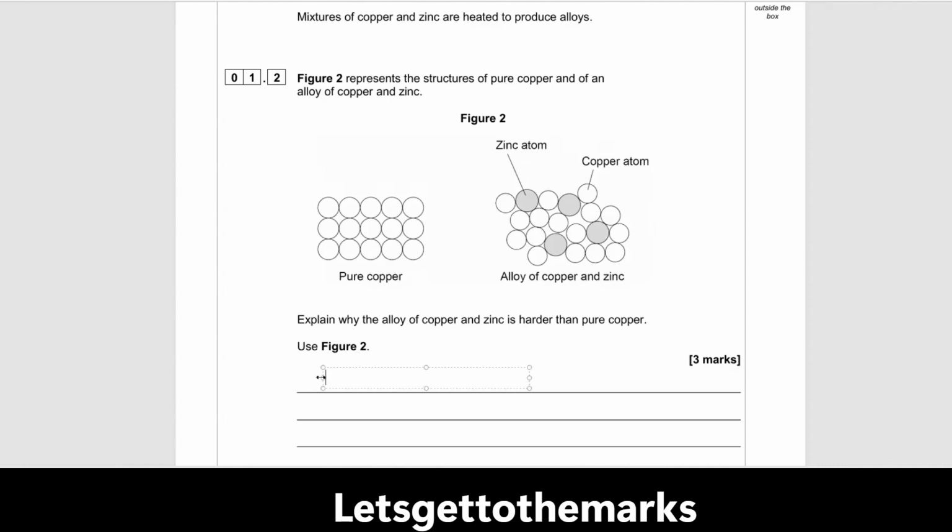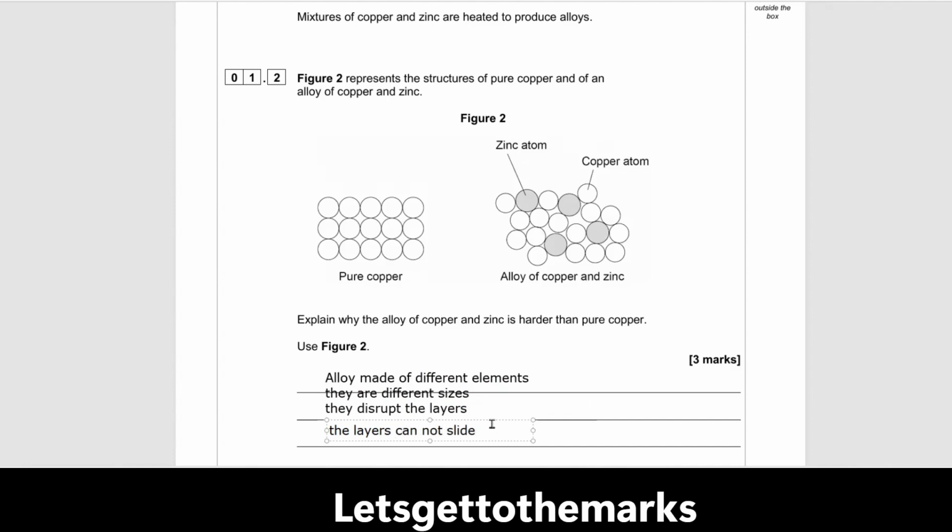Right, you can see there, alloy made of different elements. Ooh, elements, right? So it's got copper and zinc, different elements. I want to say they are different sizes. They disrupt the layers. You see, the pure one is arranged in layers. This one has disrupted layers. And then we say the layers cannot slide.